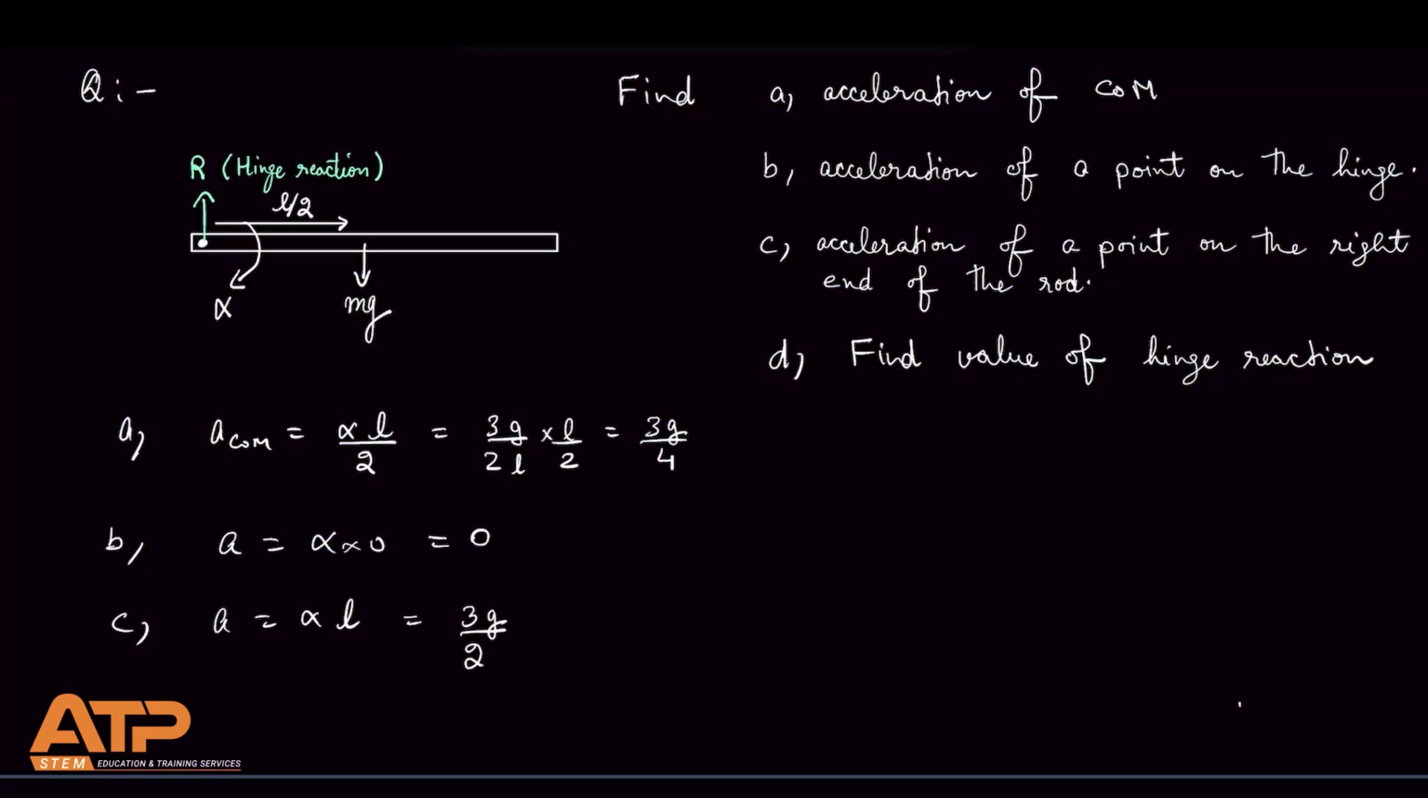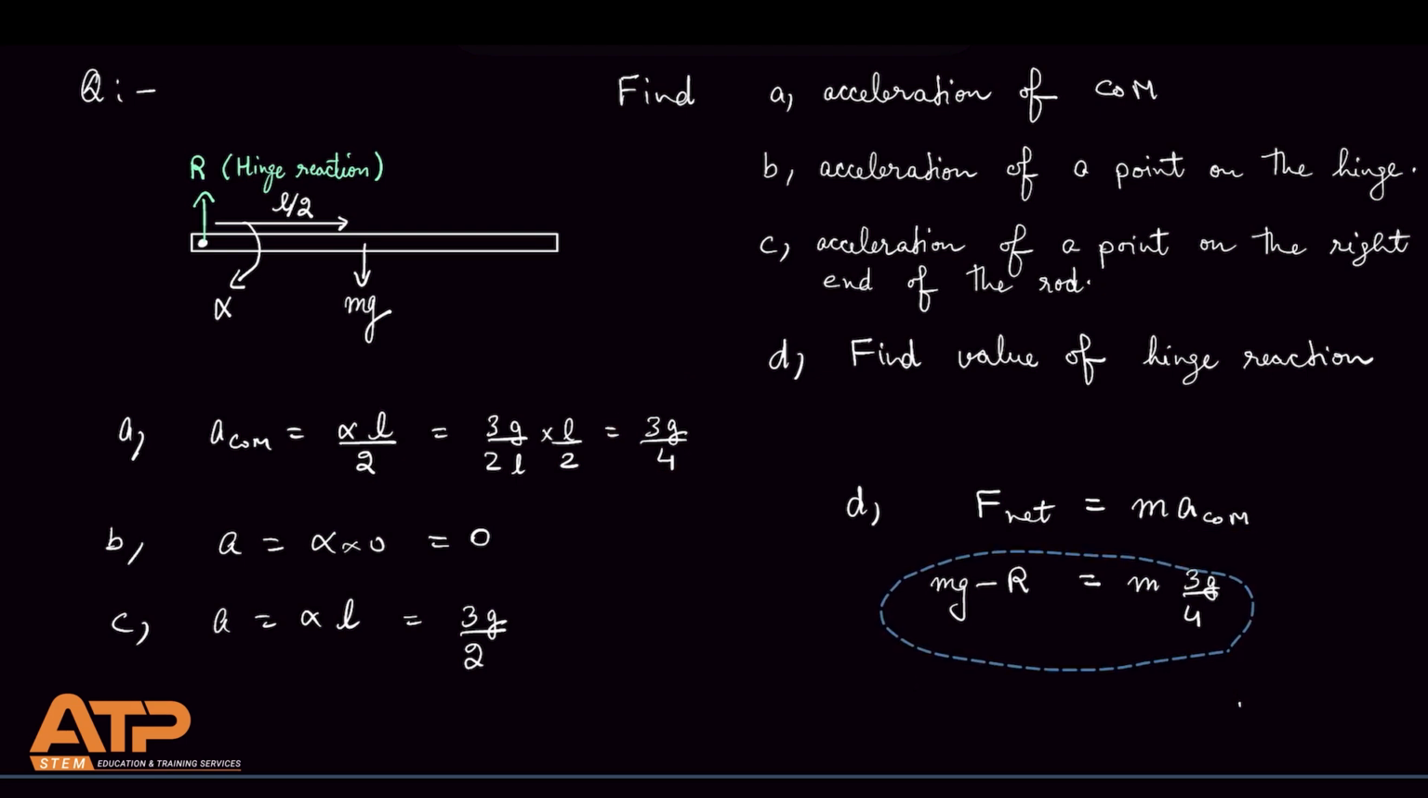Okay, so the equation will be mg minus R, downward force minus upward force, is the net force. That will be m times a_COM, which is 3g by 4. We found that here. Once you solve this, you know R is going to be mg by 4. mg by 4 is the hinge reaction.